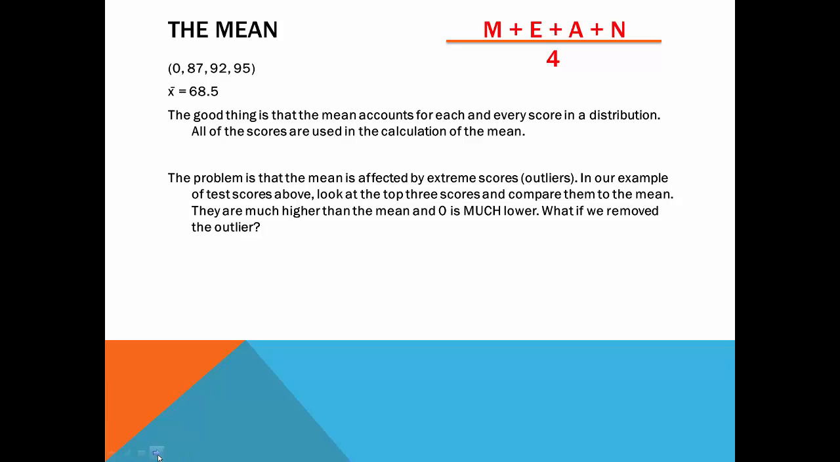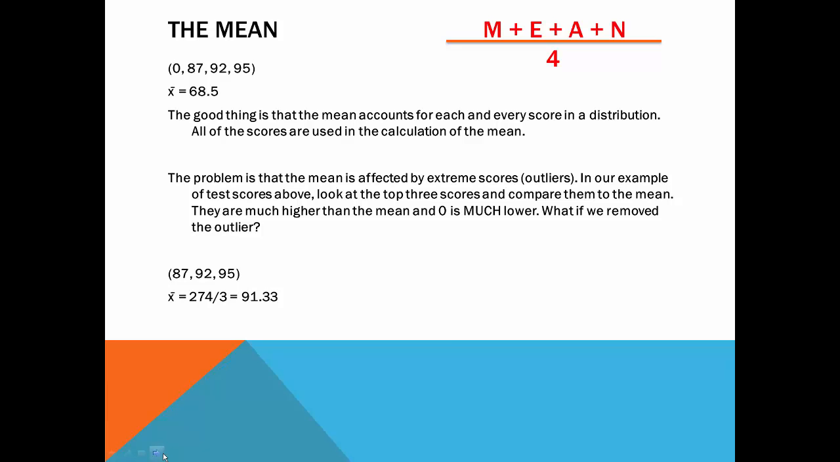What if we remove the 0? Let's say that person just never showed up for the exam. Is it really fair to use that score in saying the average test score was 68.5, which is a D+? When we remove the outlier, so we take away the 0, we get a 91.33, so the exam actually seems much easier now that we look at it this way.